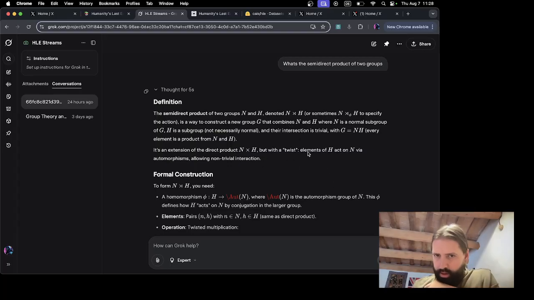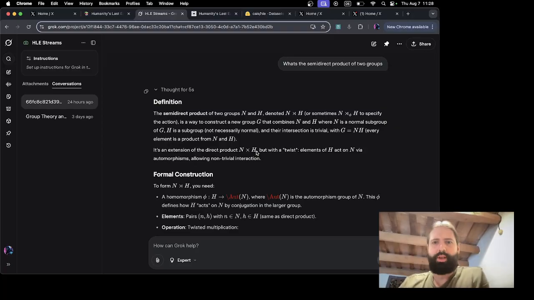I don't get it. So it's a way to construct a new group G that combines N and H, where N is normal. It's an extension of the direct product. Okay, it's the direct product with a twist. The elements of H act on N via automorphisms. Okay, this is actually interesting, allowing non-trivial interactions. Let's go into these. Okay, so what are automorphisms in this context?